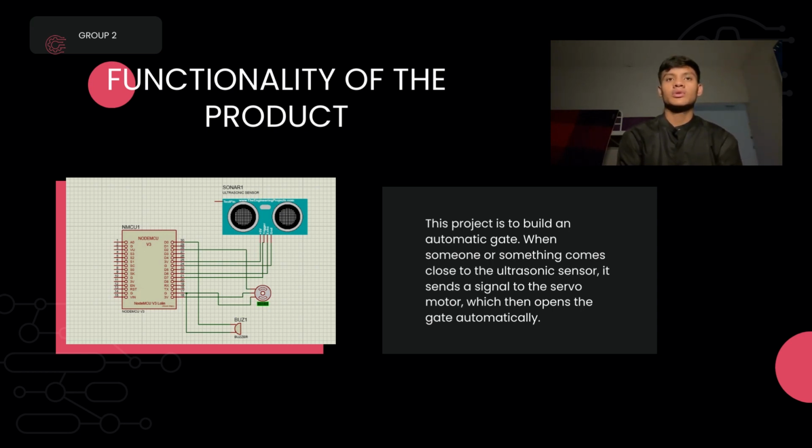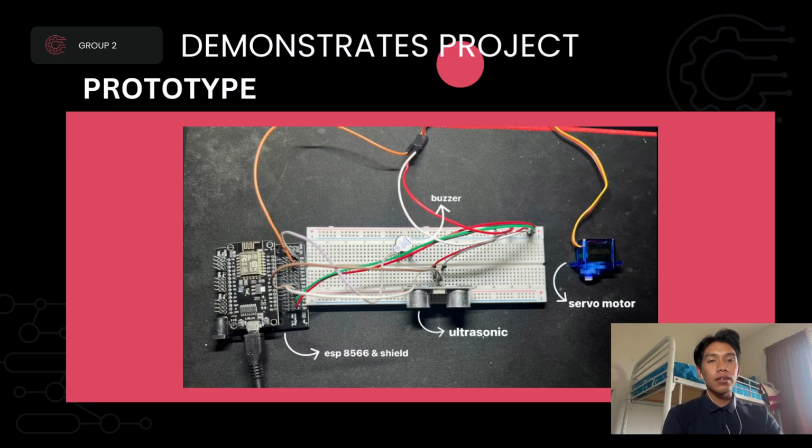So I will present to you the function of this product. The purpose of this project is to build an automatic gate. When someone or something comes close to the ultrasonic sensor, it will send the signal to the servo motor, which then opens the gate automatically.